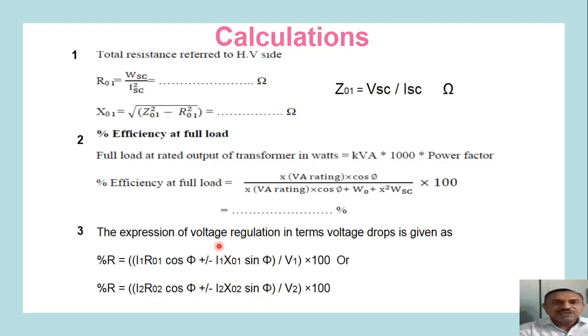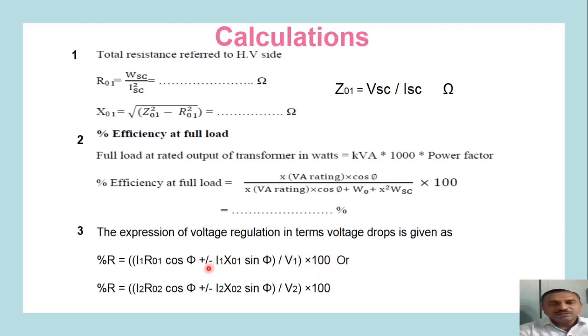On the same line, we are able to calculate the voltage regulation of the transformer, which refers to the voltage drop in the transformer equivalent circuit. Depending on which side we have performed the test, we can use either the first equation or the second equation. If you have performed it on the primary side, we can use this equation, which has I1 R01 cos phi plus or minus I1 X01 sin phi. This total term is to be divided by the rated voltage on the primary side. If you multiply by 100, we get the percentage regulation.